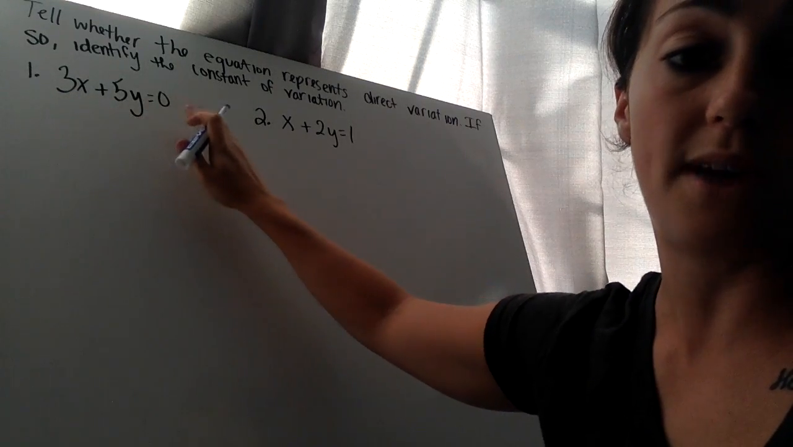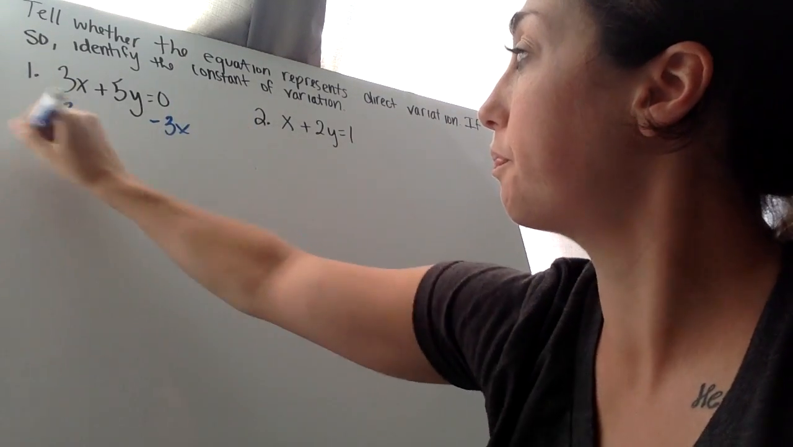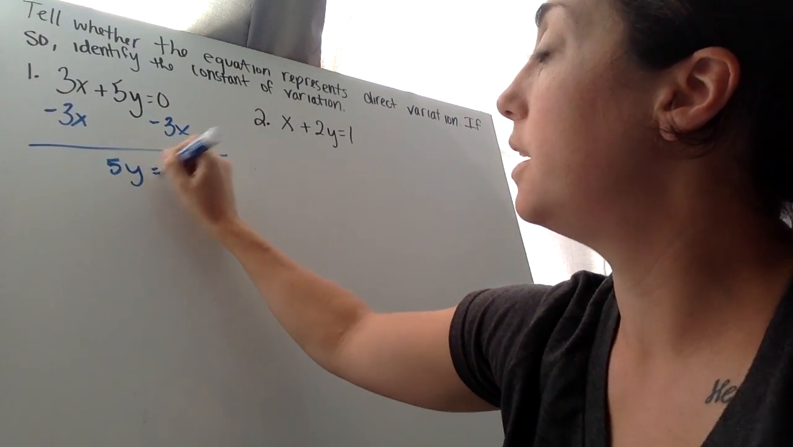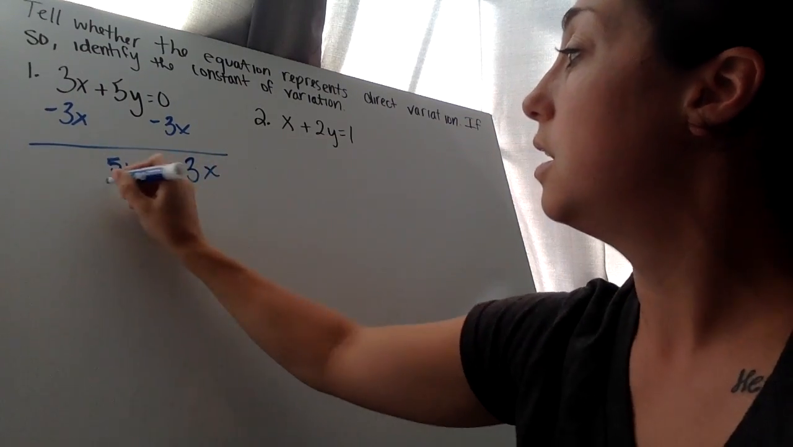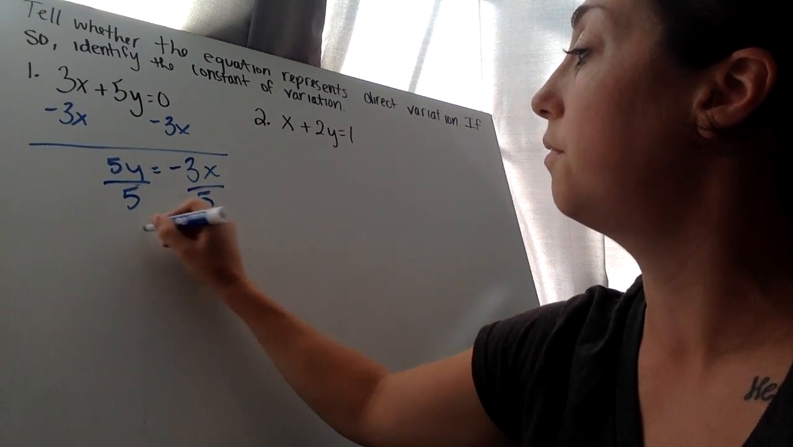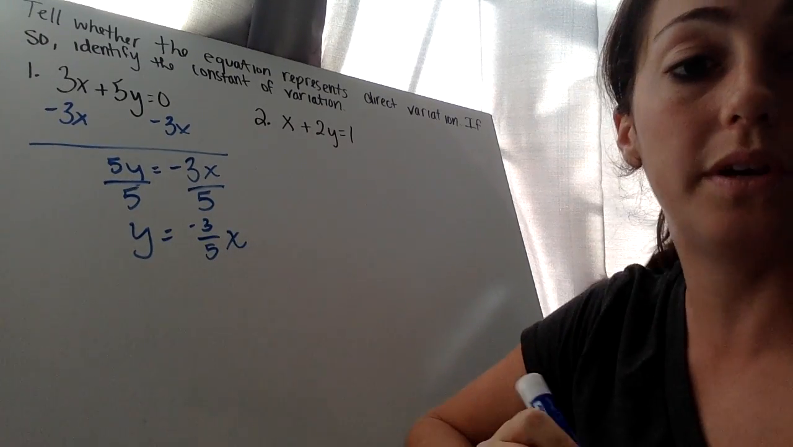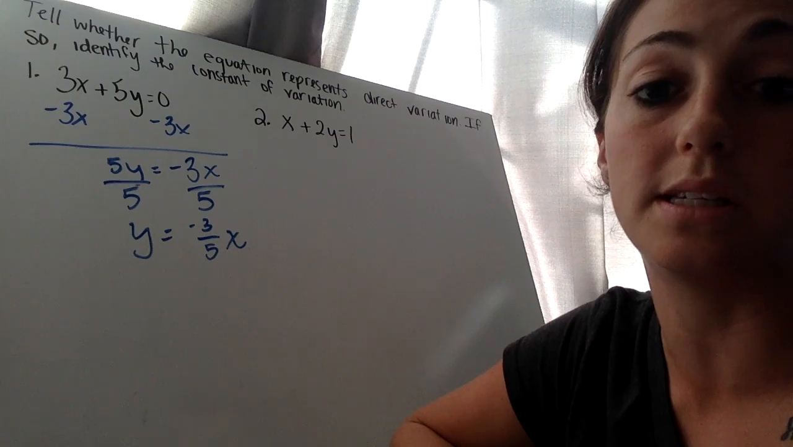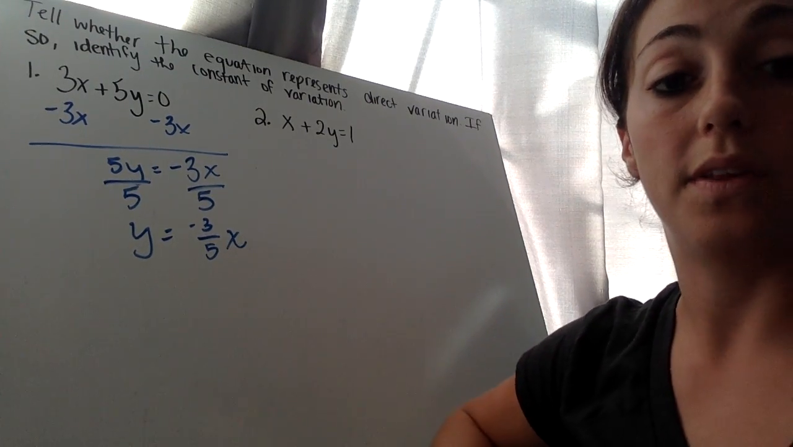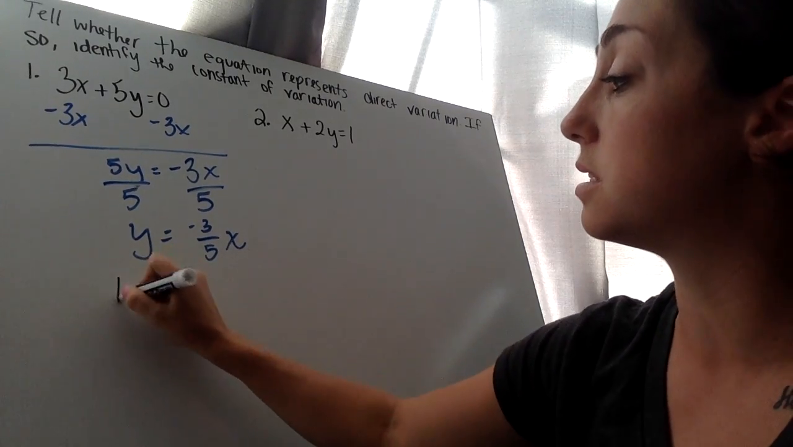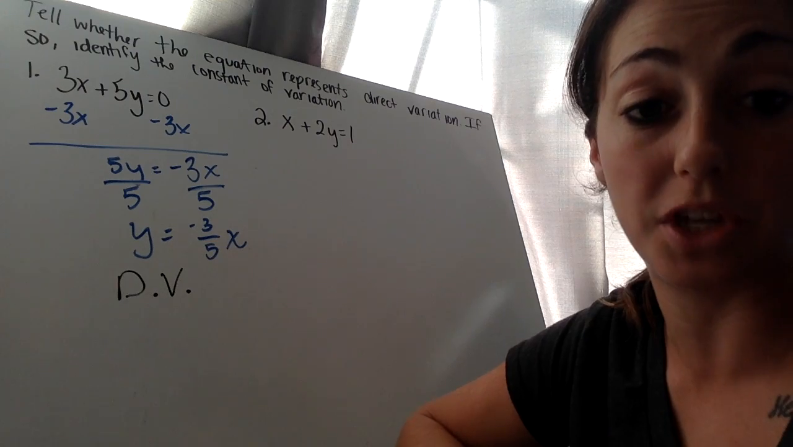We have 3x plus 5y equals 0. I subtract 3x from both sides. And I'm left with 5y equals 0 minus 3x, which is negative 3x. Divide by 5, divide by 5. y equals negative 3/5 x. So now the directions tell whether the equation represents direct variation. Is there a plus something? Nope. The y-intercept is 0, so yes. Direct variation.